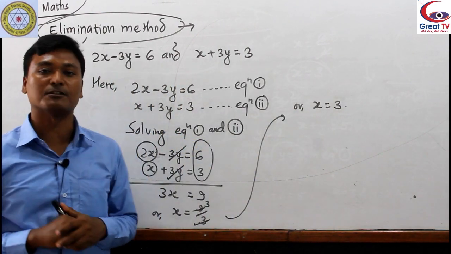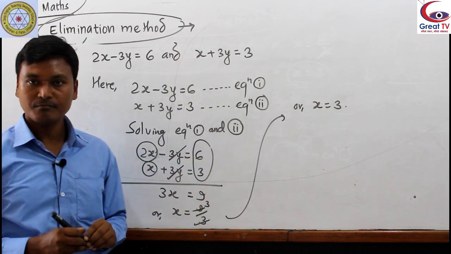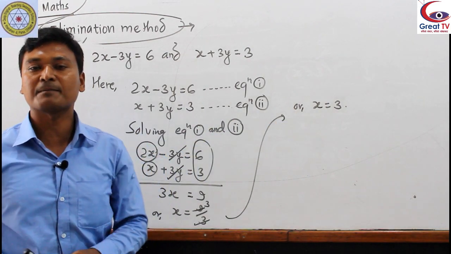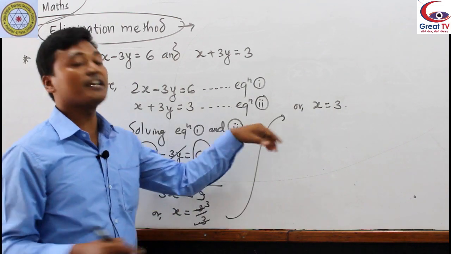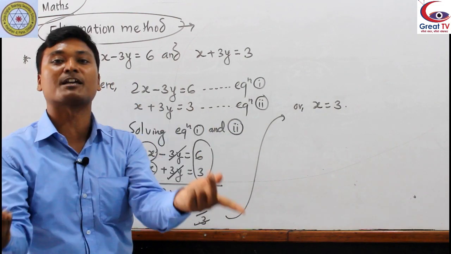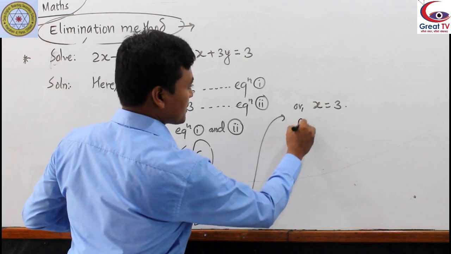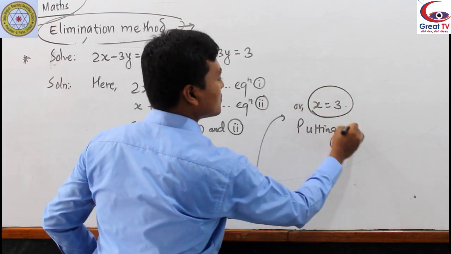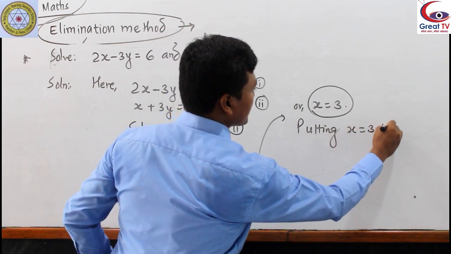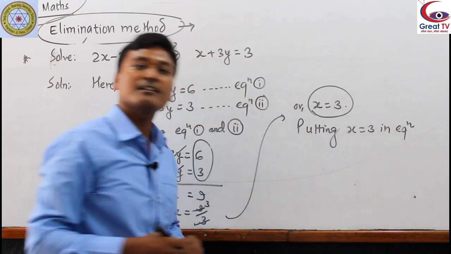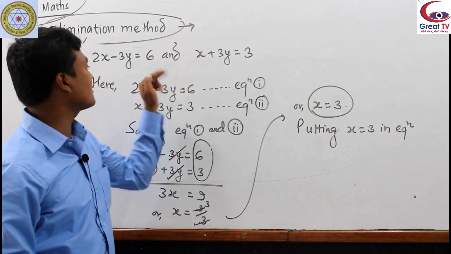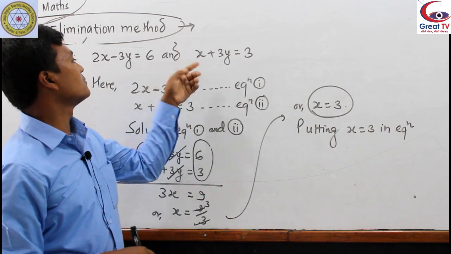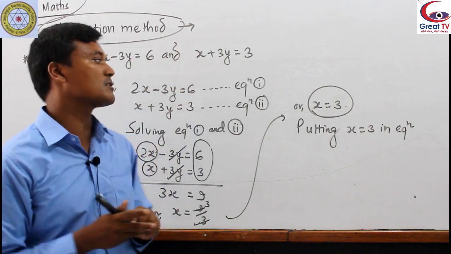We got the value of one variable. Now after getting the value of one variable, you can just put the value of that variable in another equation, in any one equation, to get the value of another variable. Okay, putting the value of x, 3, in the equation. You can put it in either equation, but put it in the one that is easier to solve. The value will come the same in either equation.